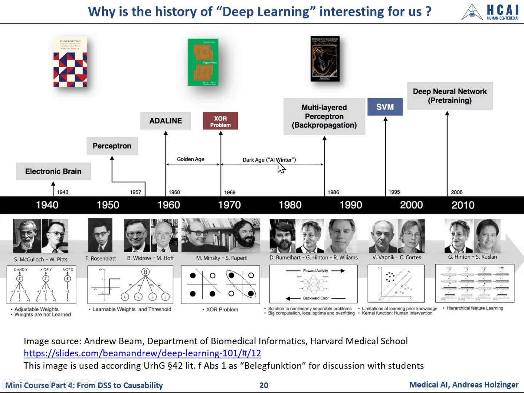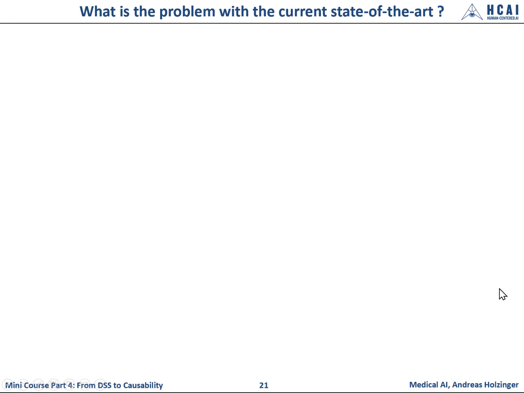Then the dark age, the AI winter, begins. Then the perceptron was redesigned as the multi-layered perceptron, with backpropagation. This was then the success, what is now our success example, what you have seen in lecture number 1, and then the ongoing success with deep neural networks, which is up to date.